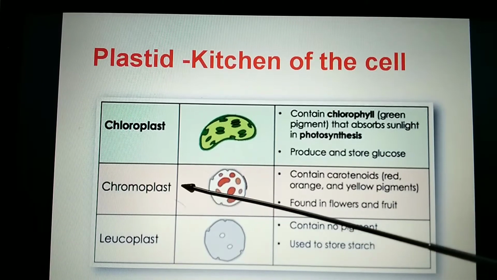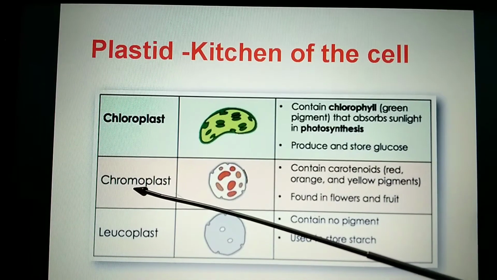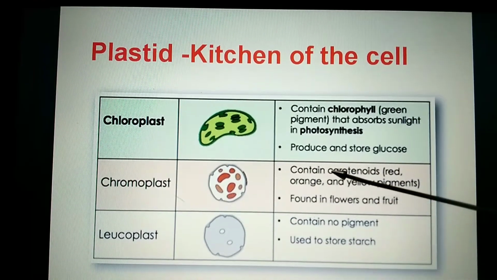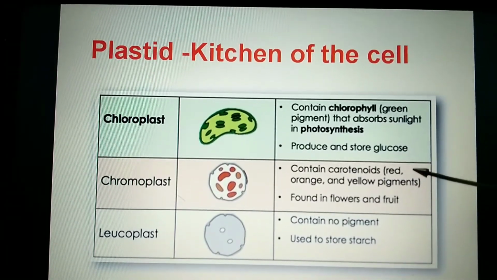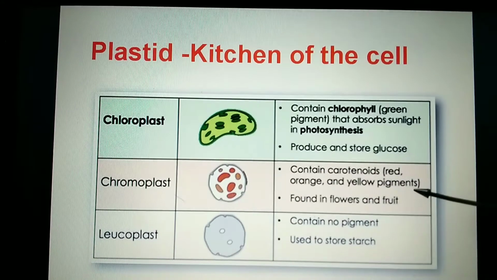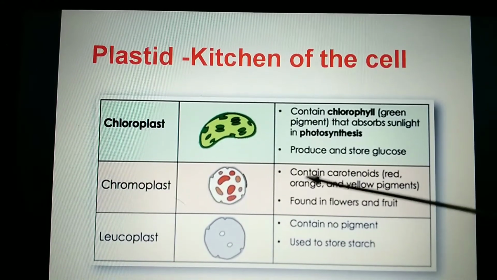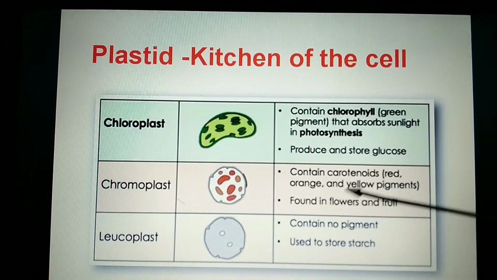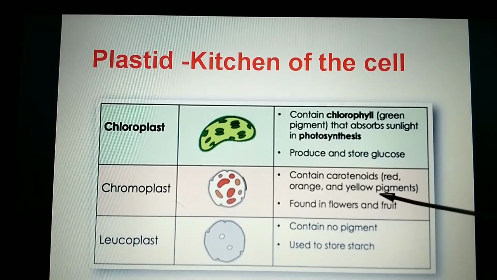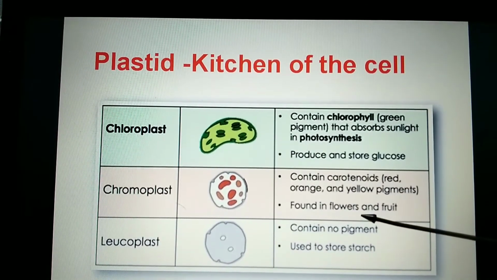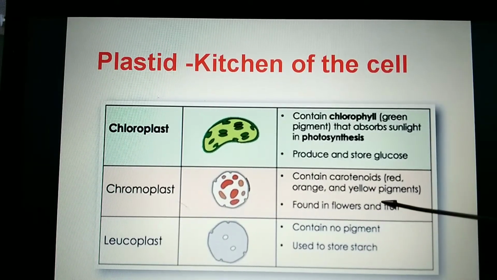Next, we will talk about chromoplast. The word chromo means color. That means it imparts color to the plant, like to flowers, so that they can attract insects for the process of pollination. These plastids also contain carotenoids, which are red, orange, or yellow pigments. Since it imparts color, it is found in flowers and in fruits.